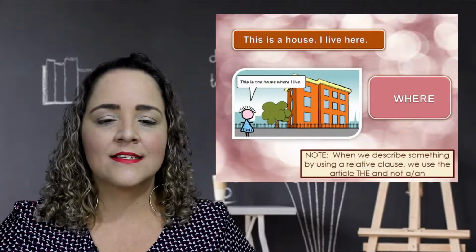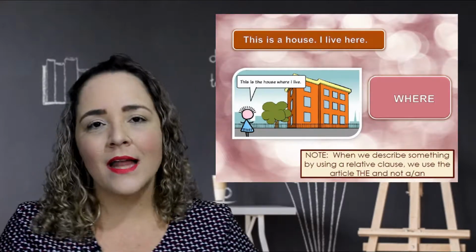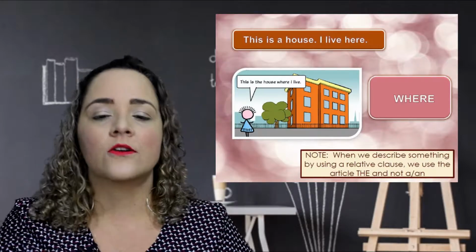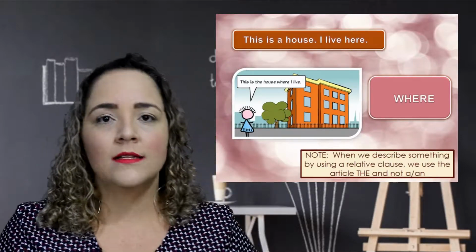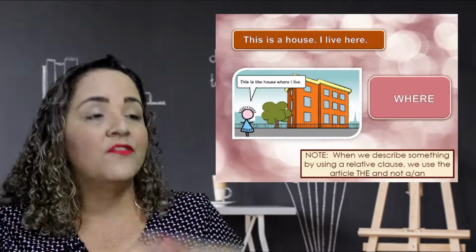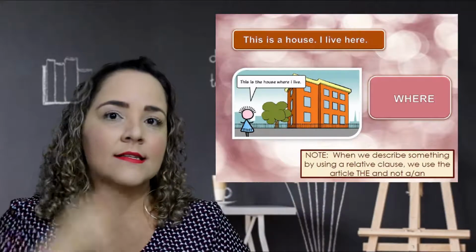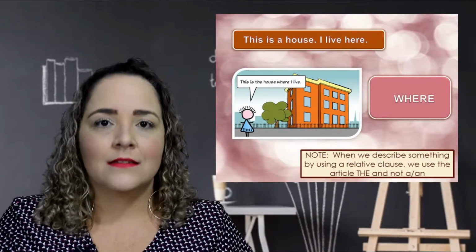Okay? Next. When we describe something by using a relative clause, we use the article "the" and not "a" or "an", because we're defining the thing. It's not anything, it's something defined.